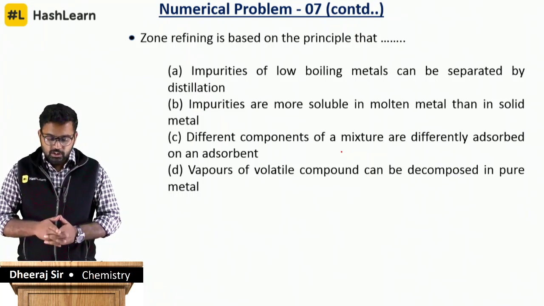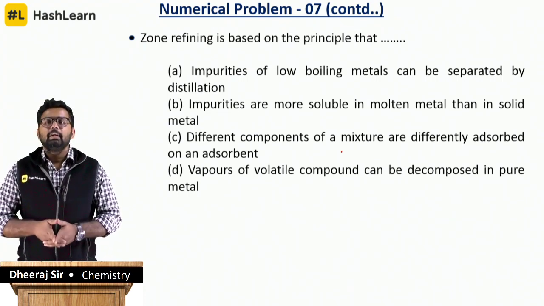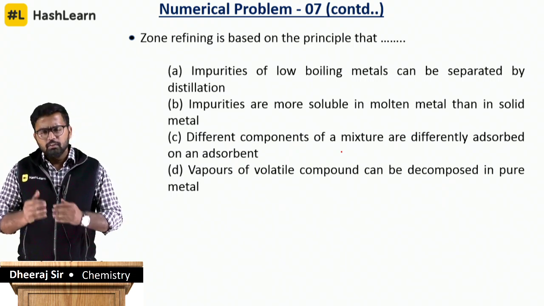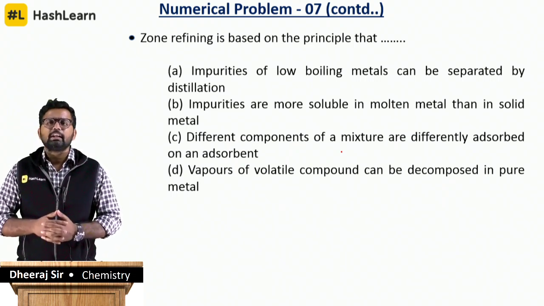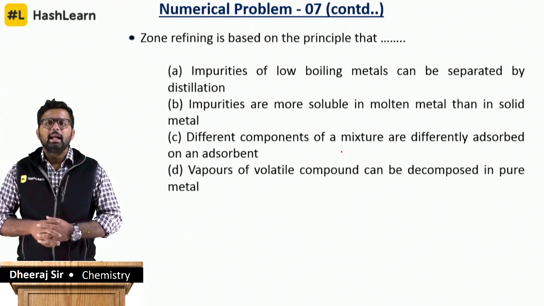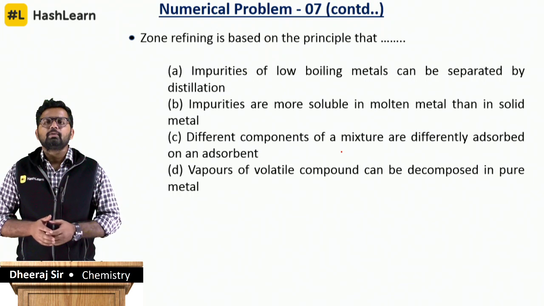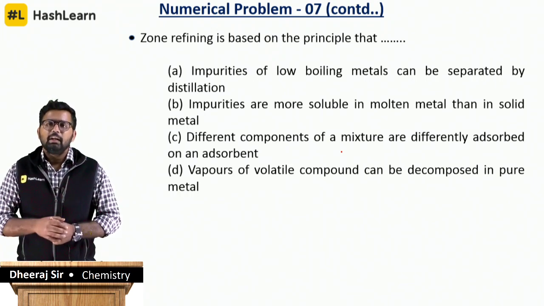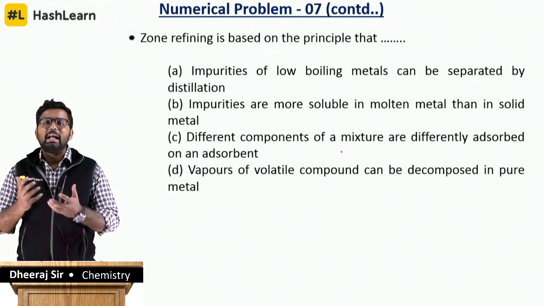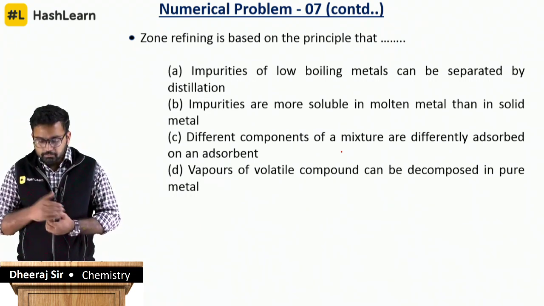If you look at the second option, it says impurities are more soluble in the molten metal than in the solid metal. Yes, what it means is the melting point of the impurities will be a little lower, as in I'm talking about 30-40 degrees Celsius lower, than that of the pure metal. So let's say you have a metal M whose melting point is around 600 degrees Celsius. Therefore, by the time you are reaching 600, the impurities would have reached its melting point and started melting. So you have now a melt or a molten condition of both impurity and the metal.